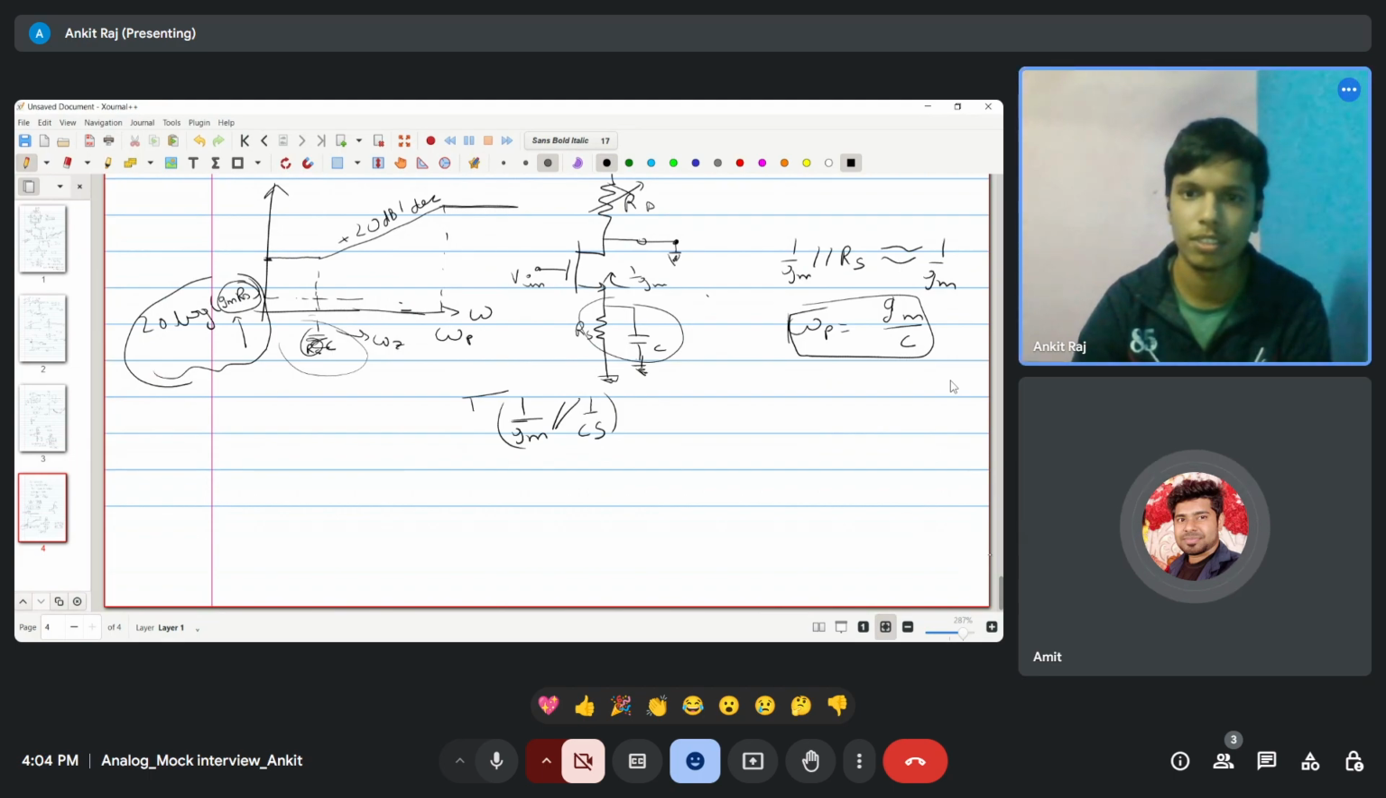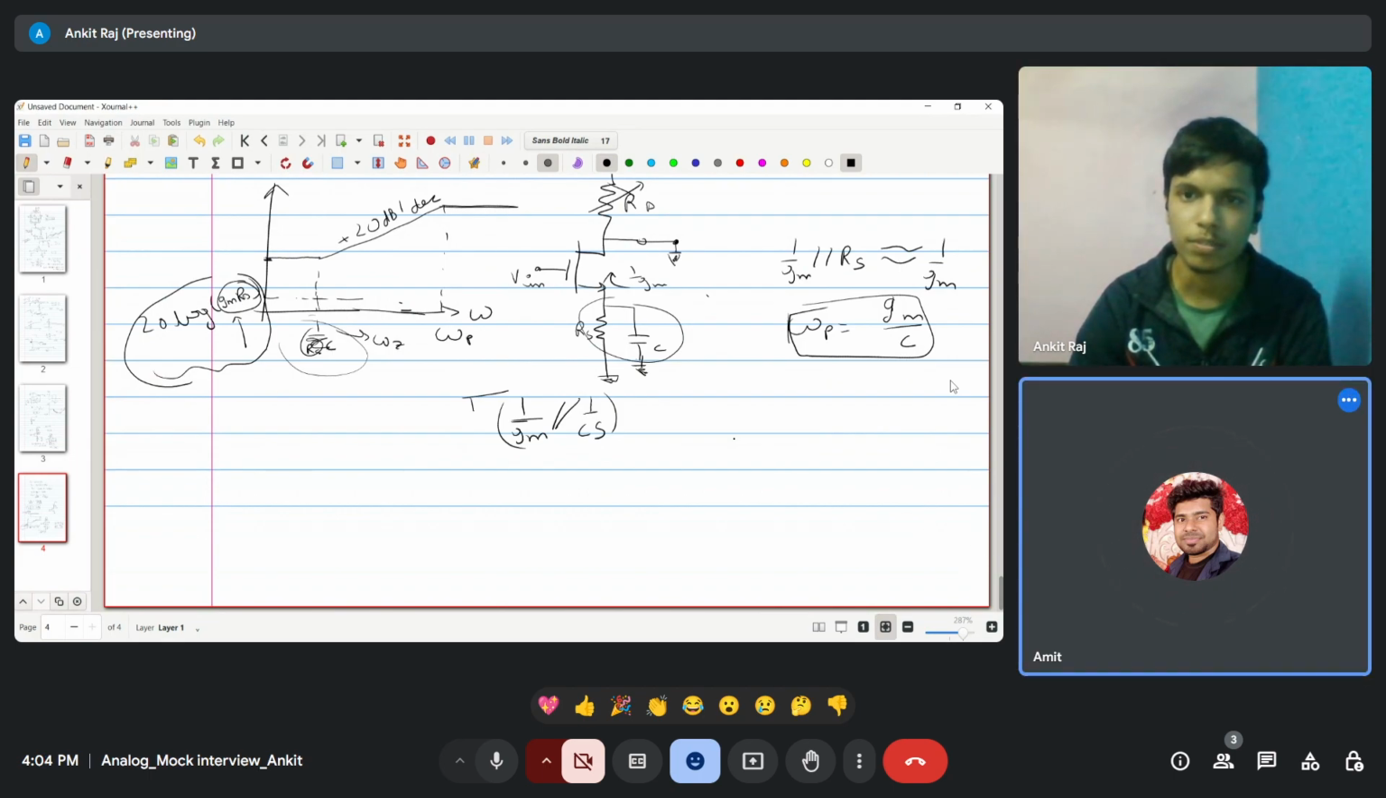So when the output can be zero, the current through the RD, if the small signal current through the RD is zero, then the output is zero. When is that possible? When RD becomes infinity, or when the IR drop, or the I, can be zero, so that the V out can be zero. So the RS and C combination can be infinity, so that the small signal current can be zero, right?